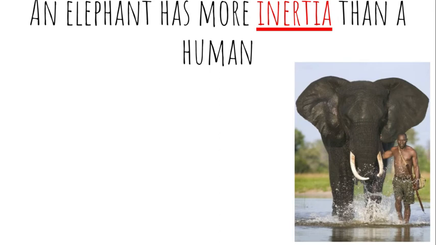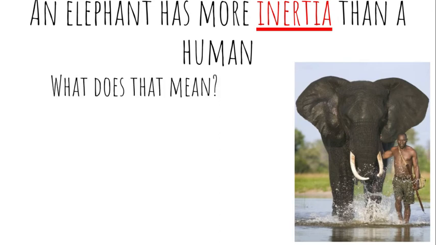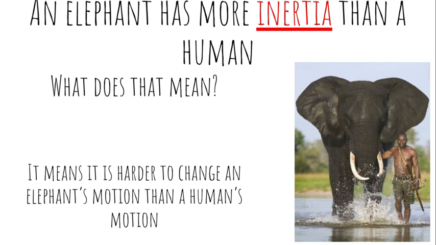An elephant has more inertia than a human. So what does that mean? It means that it's harder to change an elephant's motion than a human's motion. If the man in the picture tries to push the elephant, it is very unlikely that the elephant will move just from the force of the human. Now, if the elephant pushes the human, it is very likely that the human will fall over because the elephant has more inertia than the human.